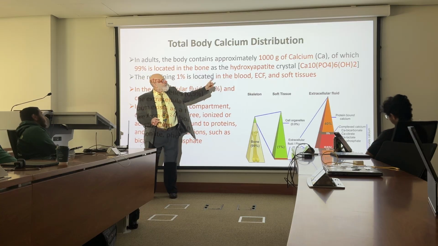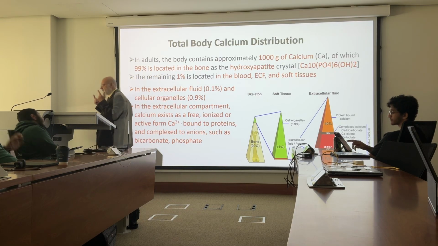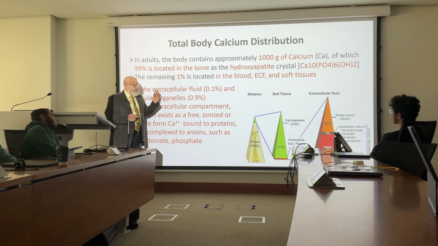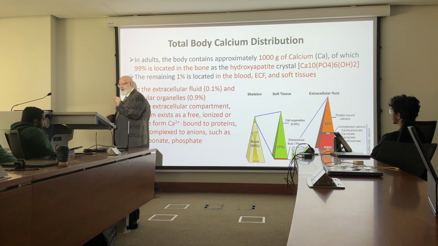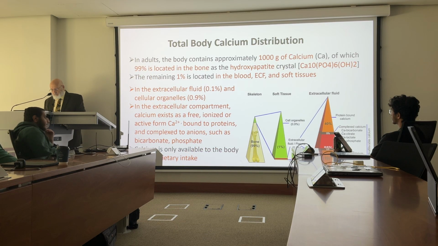So we're talking about 500 milligrams only is the ionized calcium that the whole body works to keep under control. Everything else doesn't matter. So a very, very small amount of calcium is the active part, which is ionized calcium, that you need to tightly control. And also calcium is available in the diet. We don't make calcium in the body.